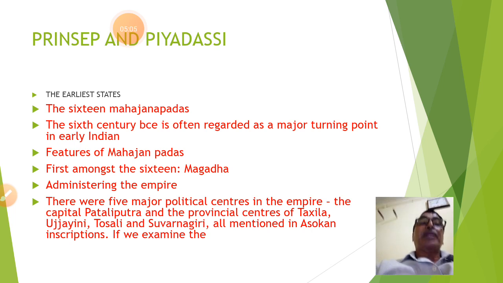Each Mahajanapada had a capital city, which was often fortified. So every Mahajanapada had a capital, and it was fortified. Fortified means there was a boundary with forts for the security and safety of the Mahajanapada.